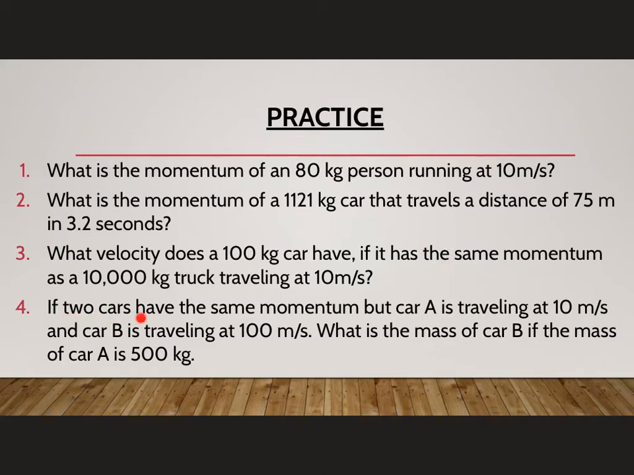Number 4, if 2 cars have the same momentum, but car A is traveling at 10 meters per second and car B is traveling at 100 meters per second, what is the mass of car B if the mass of car A is 500 kilograms? Again, it's a 2-step problem, much like number 3. Before I work these, pause the video here and try to work them out yourself.